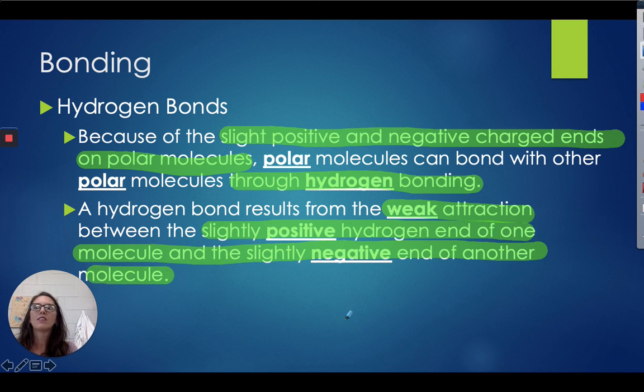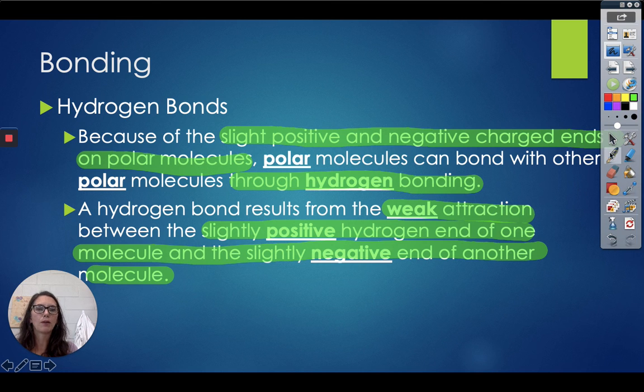There we go. So this would happen between water molecules. The positive end of one water molecule and the negative end of another water molecule would be bonded together with a hydrogen bond.